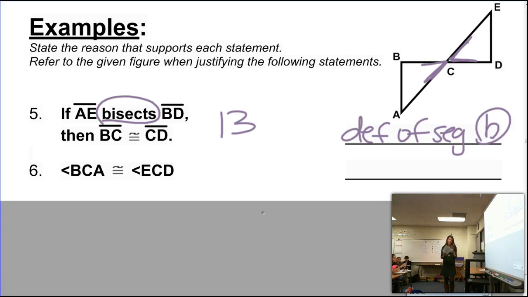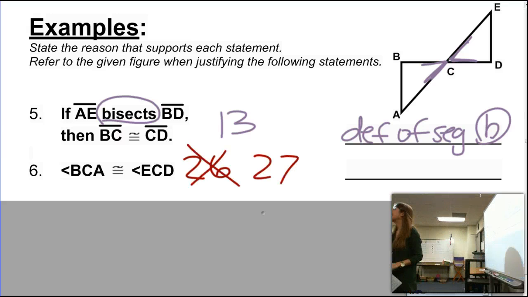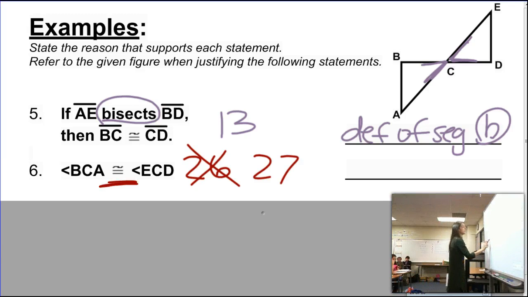27. Yes. So it is not 26. It is 27. It is not 26. 26 just says definition of vertical angles. That just means, oh, those are vertical. But 27 says, since they're vertical, they are congruent. So number 27 says the word congruent, and that's what we care about.